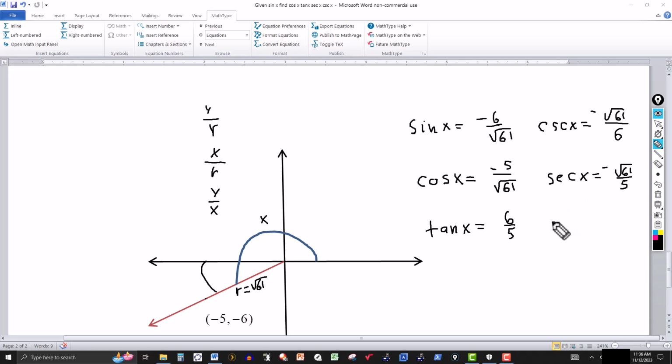And the cotangent and tangent are reciprocals. So cotangent of x equals the reciprocal here. So this is equal to 5 over 6.